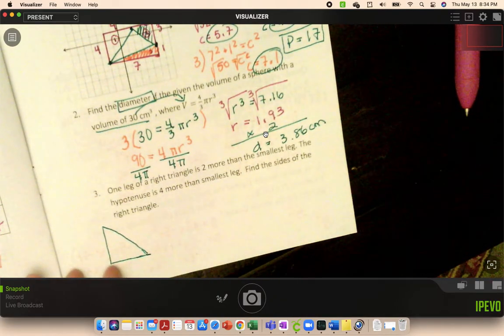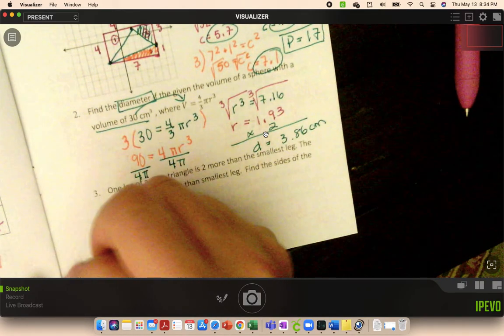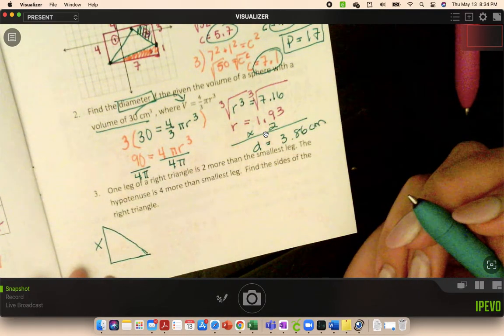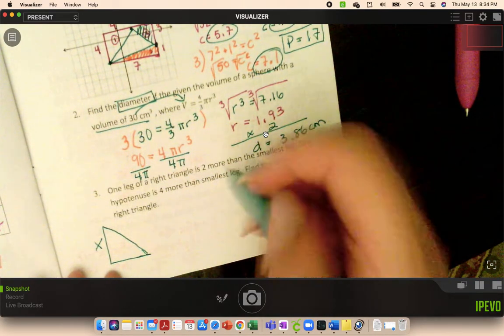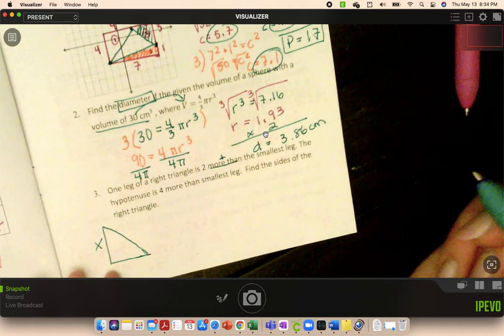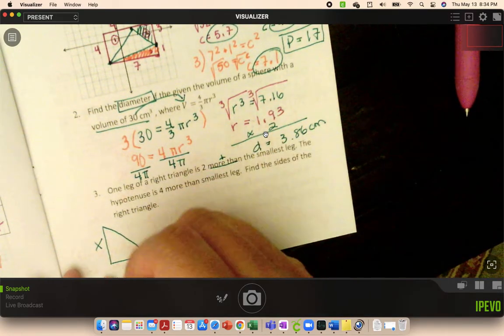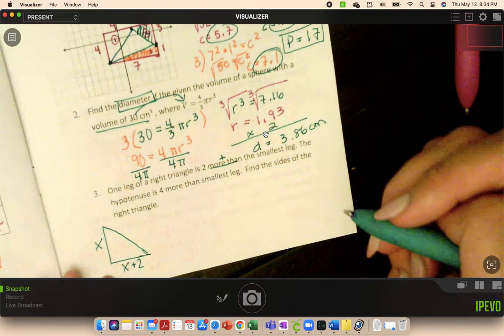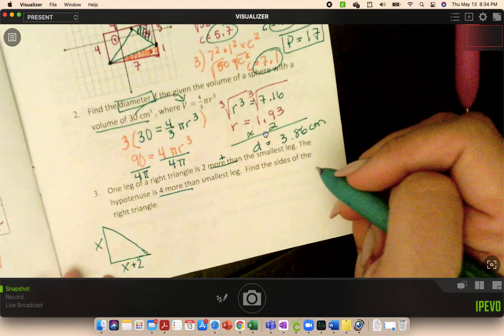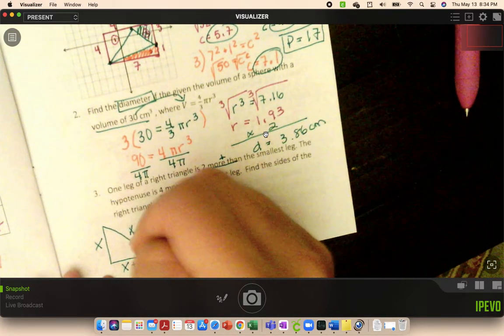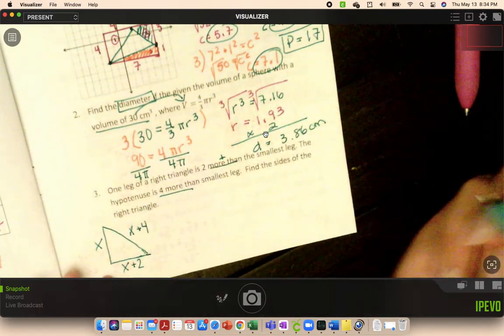They keep talking about this smallest leg, but I don't know it. So I'm going to call this small leg x. All right, and it tells me the other leg is 2 more than. We know more than is plus. Okay, so I'm going to have x plus 2. And then the last side, my hypotenuse, is 4 more than the smallest side. So it's going to be x plus 4.